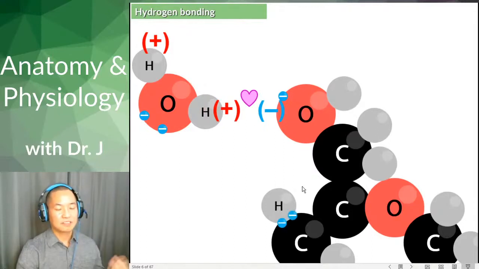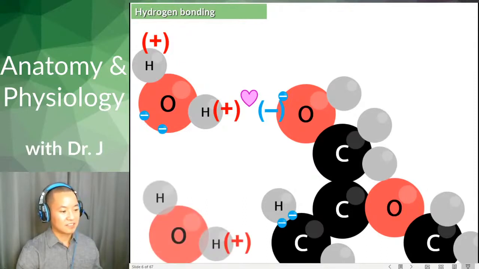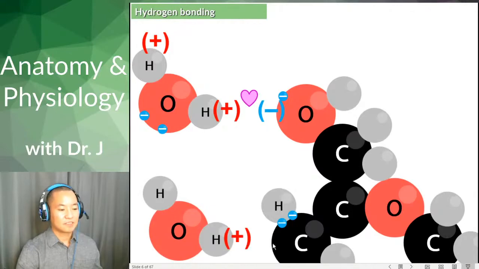Now compare that to another position in the glucose molecule. Let's look at carbon and hydrogen at this position down here. Carbon and hydrogen tend to share the electrons equally, therefore they're nonpolar covalent. Therefore, they don't really have a strong electrostatic charge. So here's another water molecule, but there's no real charge at this point.